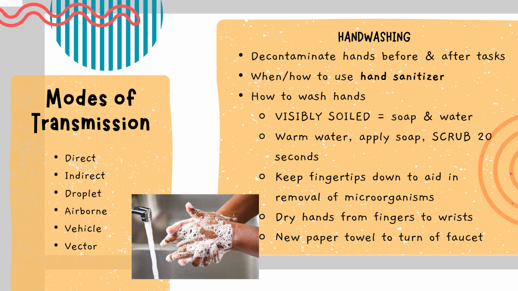So some examples are a mosquito. Mosquitoes can transmit malaria. That's not commonly seen in the United States, but it can be. The Zika virus, West Nile. Your ticks, commonly you're going to think of Lyme disease. Your fleas are going to be your plague.